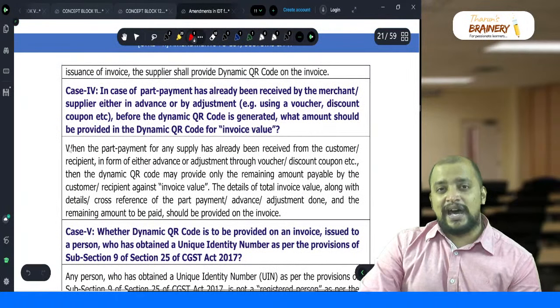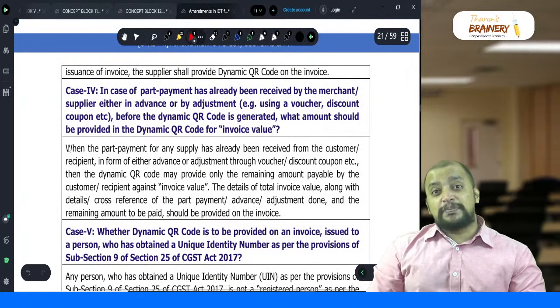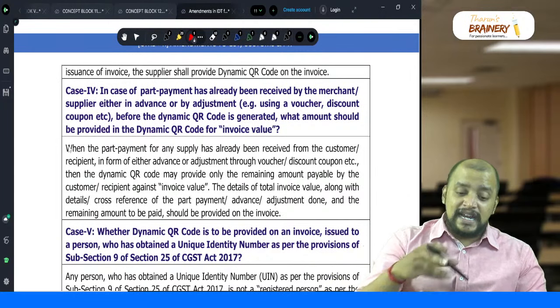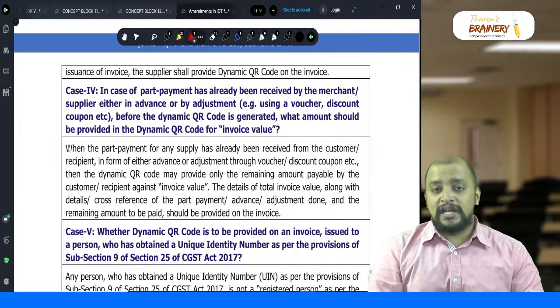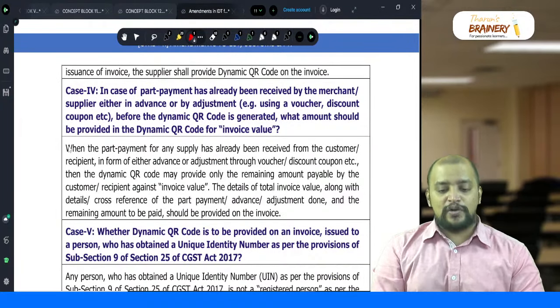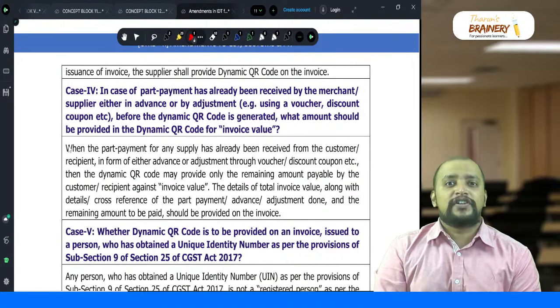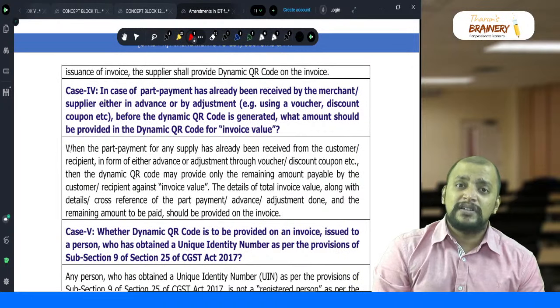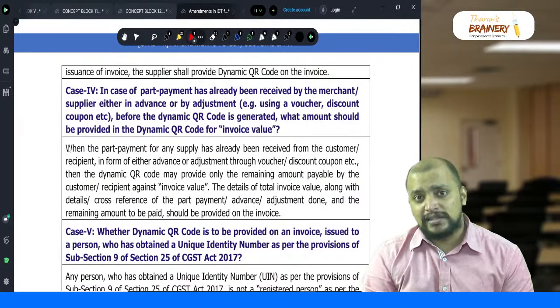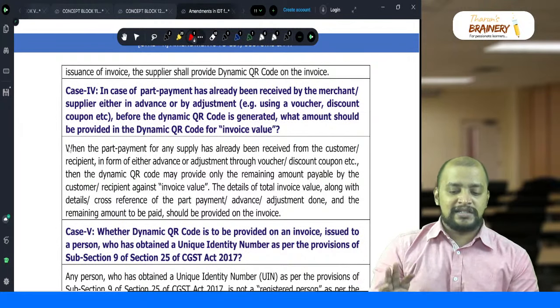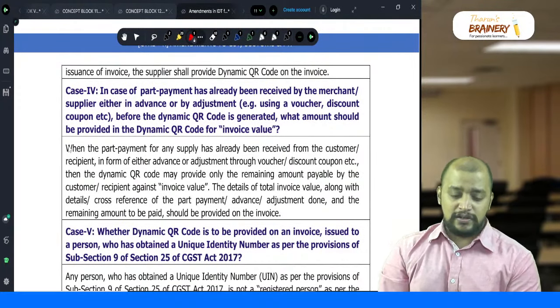Then this part: in case part payment has already been received by the merchant, either in advance or by adjustment, before the dynamic QR code is generated, what amount should be provided in the dynamic QR code for the invoice? The balance amount plus the proportionate tax. Whatever balance amount is collected plus the proportionate tax, that should only be mentioned. Okay.